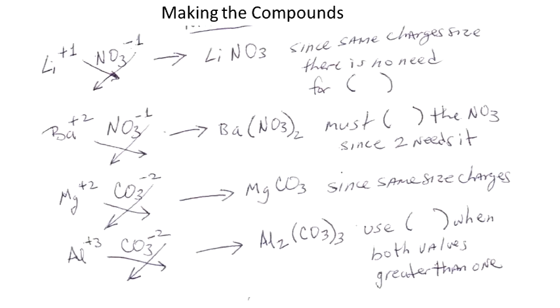So let's do another one with barium plus 2 and nitrate minus 1. In this case, we need to bracket the nitrate. Remember, nitrate is not N and O and 3, it's NO3. You get it? You have to see that as one thing. So when you have a value larger than 1, you have to put it outside the parentheses. You get it? So that's why you see it like this. You need the parentheses then.